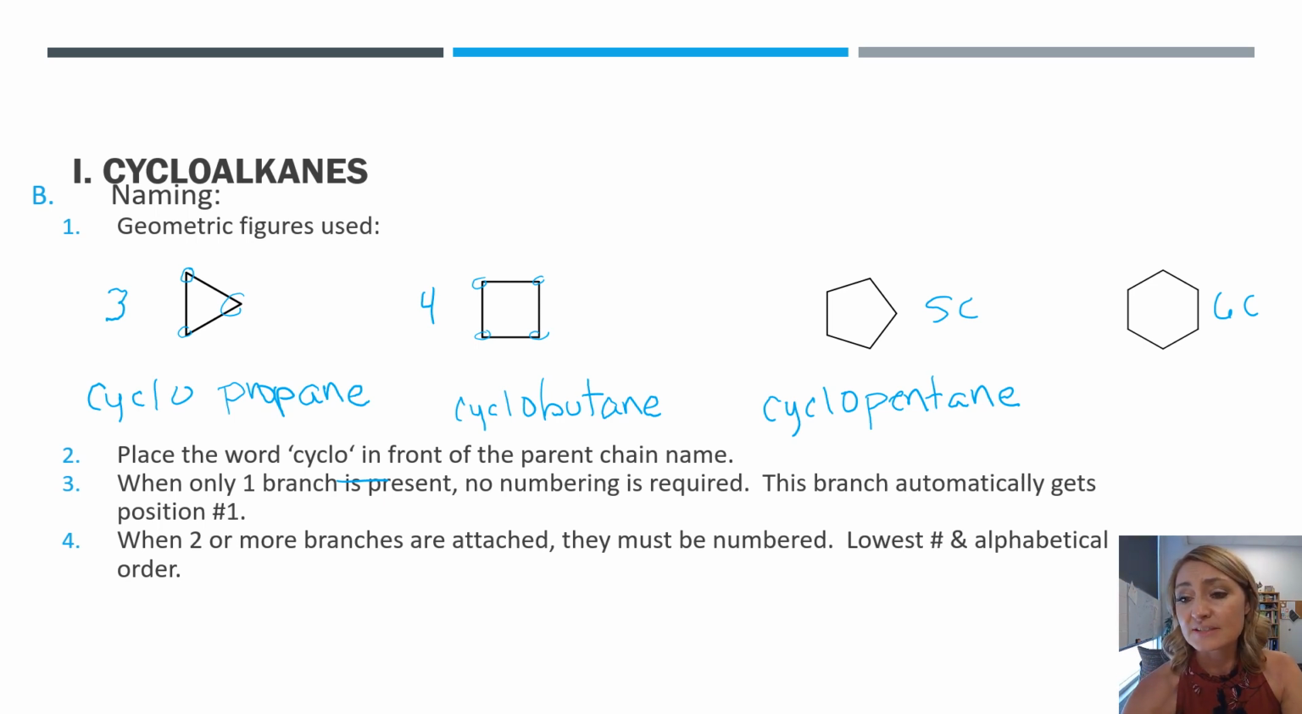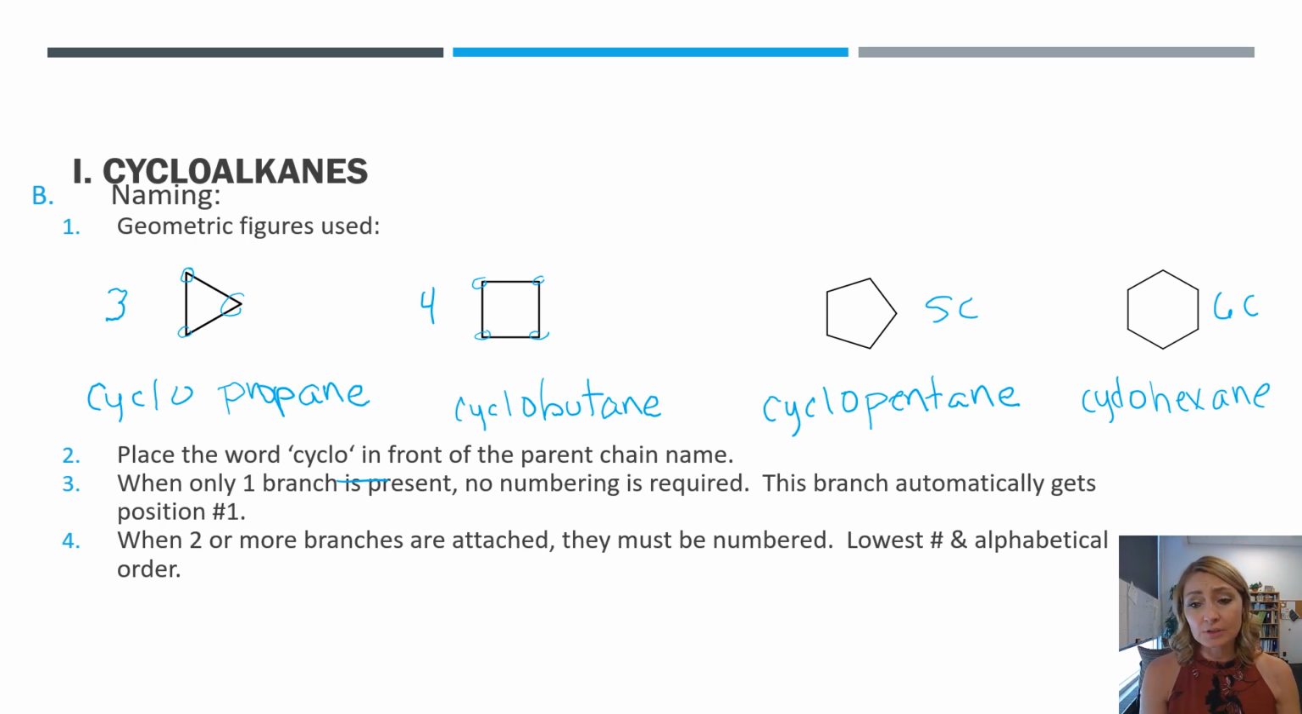And finally, this is hexane. It has 6 single bonded carbons, but it's cyclic. So it's cyclohexane. In the next slides, we're going to see where it gets a little bit more complex. So if you have a branch present and if there's only one branch, there's no need to number the carbons in the circle. You just assume that this branch automatically gets position number 1. However, if there are 2 or more branches, they have to be numbered because you have to tell me how close or how far apart or what carbons these branches are on.